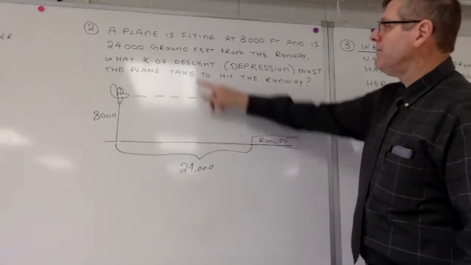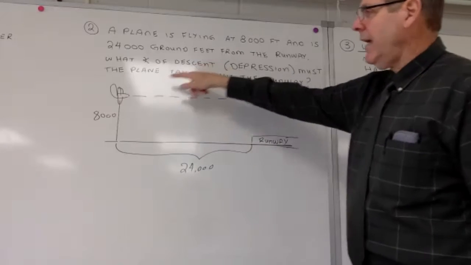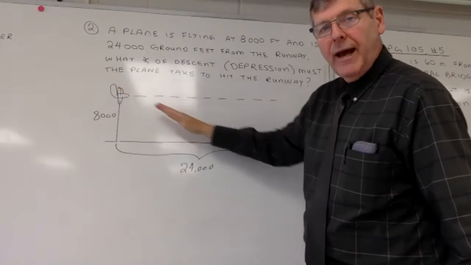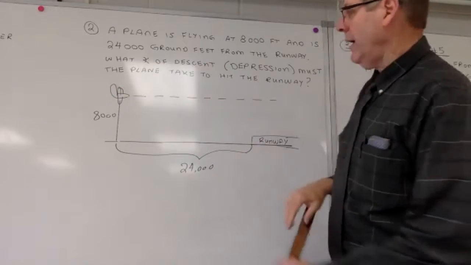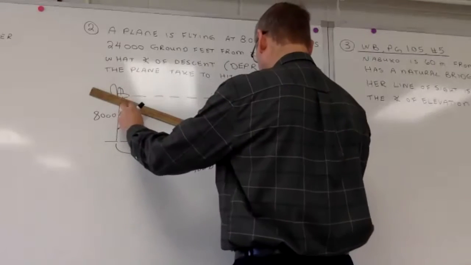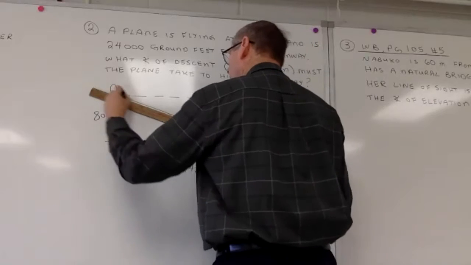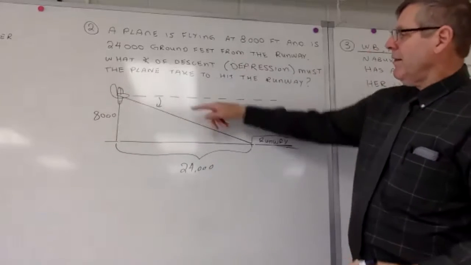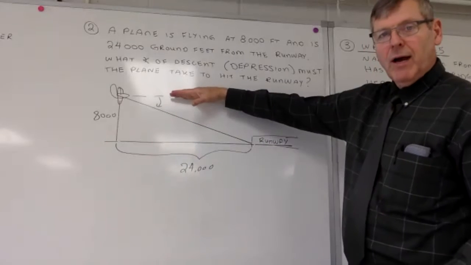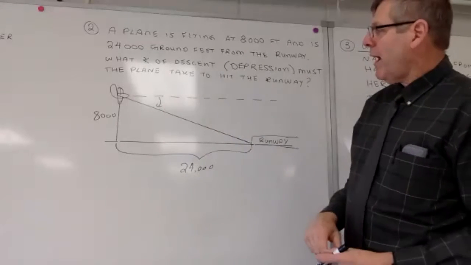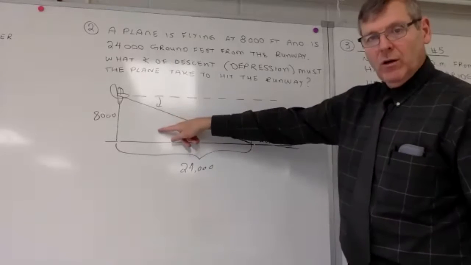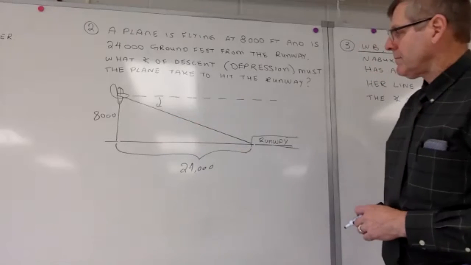What am I trying to find? The angle of descent. If I'm flying this plane, how much do I have to tip the nose down to be able to hit the runway? So I'm trying to find this angle right here. And sure enough, that is an angle measured from the horizon down. The problem is the angle I'm trying to find isn't in what looks to be a triangle here.